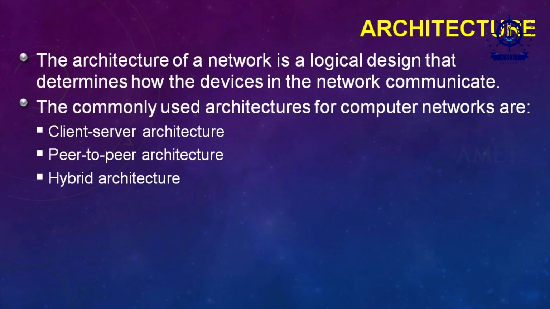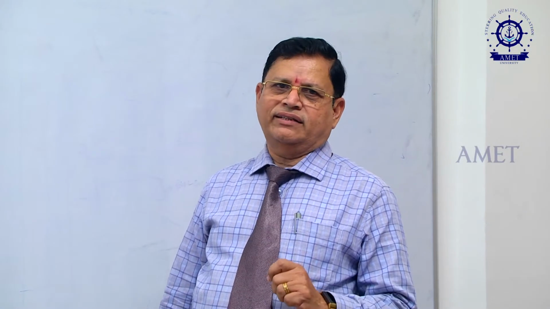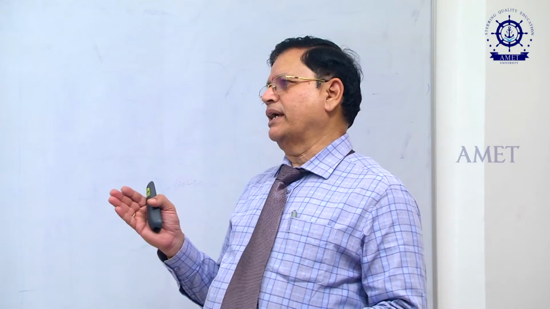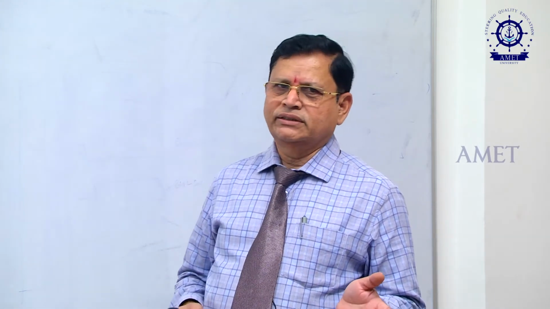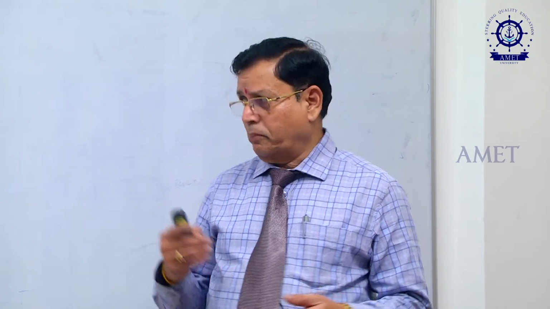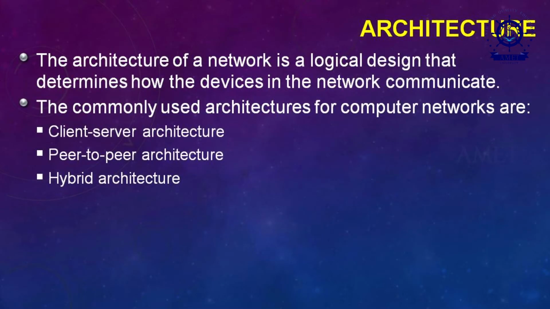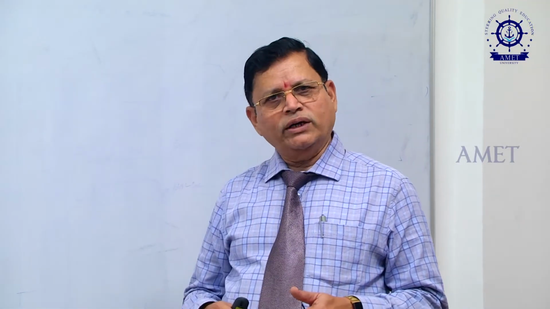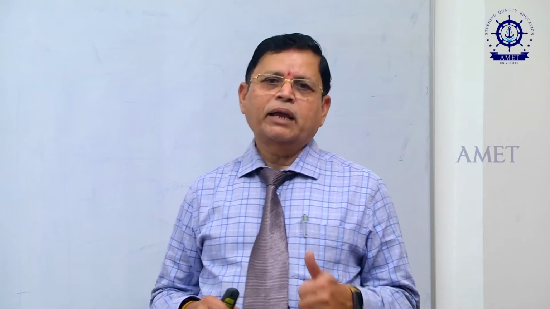Now, we will see the architecture. What is an architecture? The logical design of how the devices in the network communicate. So, what are the commonly used architectures in this universe? There are only three types. One is client server architecture, peer to peer architecture, then finally hybrid architecture. We will see how the client server architecture works, peer to peer architecture, and what we mean by hybrid architecture in the following slides.